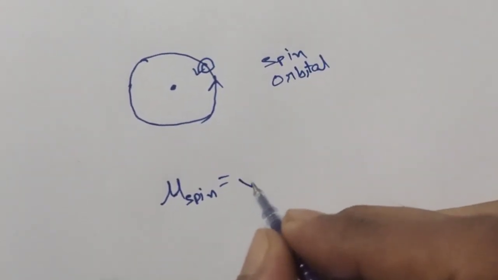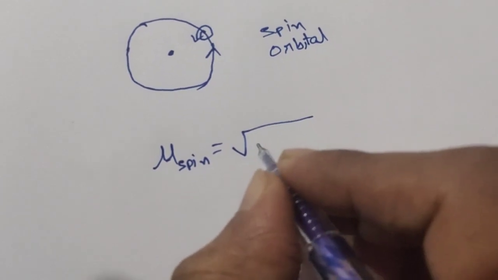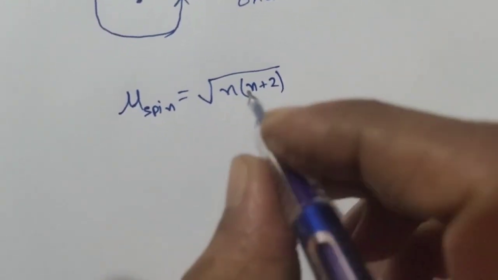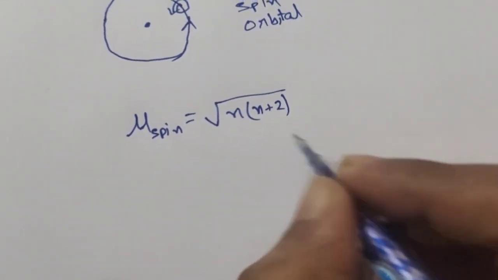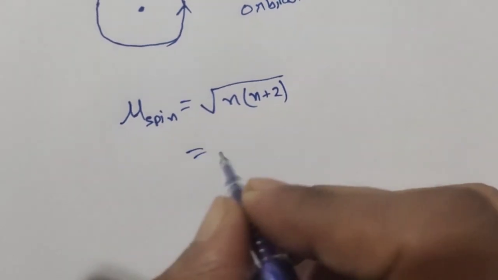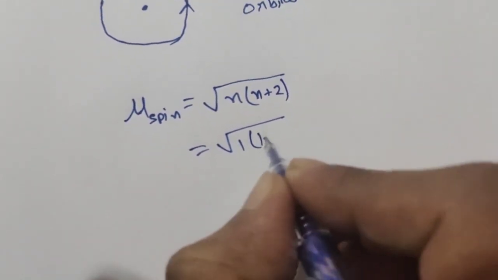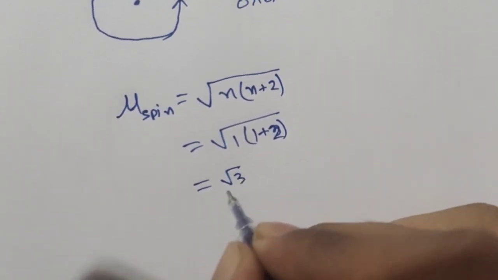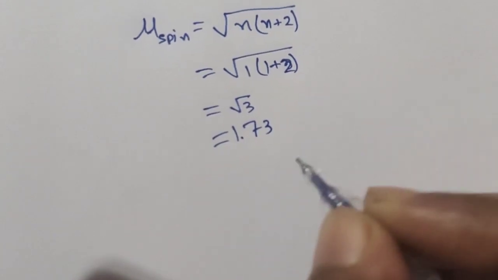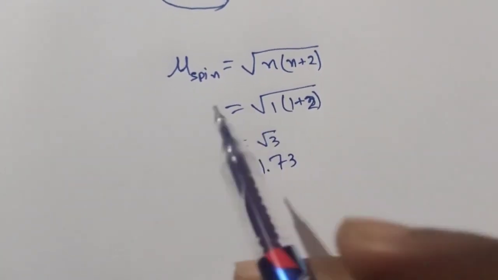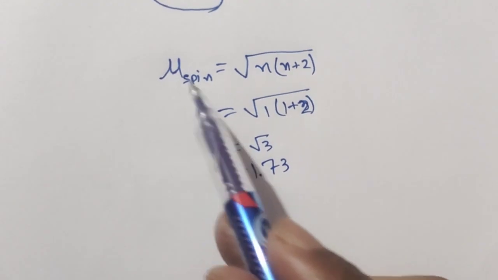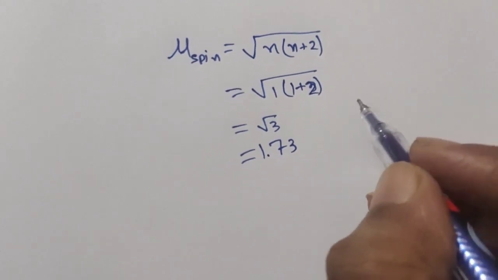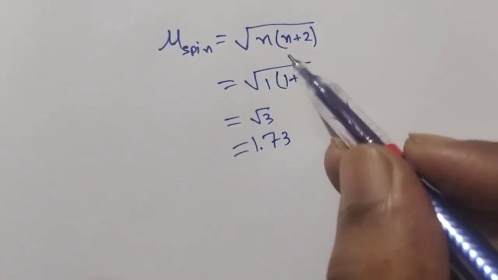So if we calculate the mu of spin only, you need to remember this formula: root n into n plus 2, that's it. n is the number of unpaired electrons. So if we have one unpaired electron in the system, it will be root of 1 times 1 plus 2, that is under root 3. Like this, to calculate the spin-only magnetic moment, you need to calculate how many unpaired electrons are there in the system.